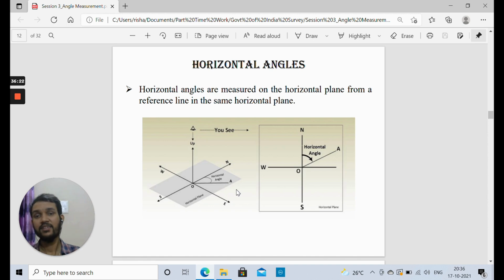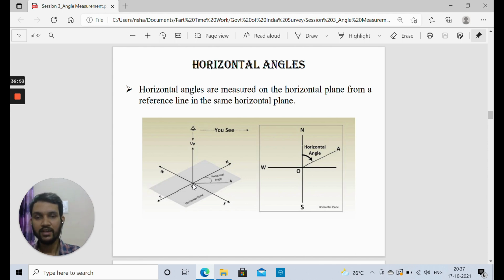Firstly, let us start with horizontal angles. What are horizontal angles? Horizontal angles are measured on a horizontal plane with reference to a certain reference line in the horizontal plane. We are talking about the horizontal plane, and any angle that we take with reference to any horizontal line of axis or any horizontal meridian is the horizontal angle.